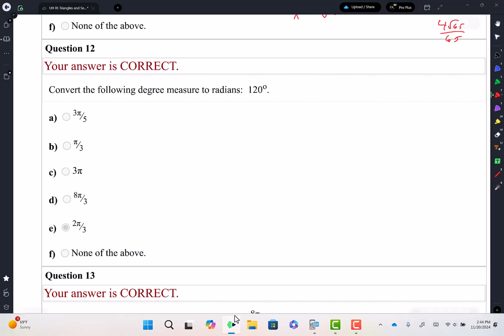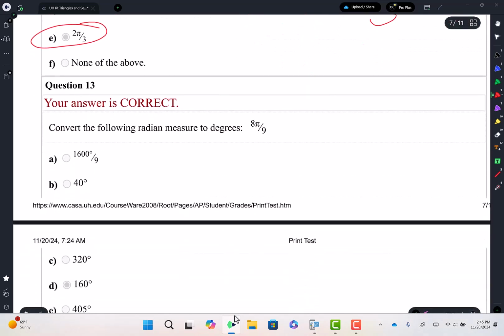Okay. Question 12. Check this one out, guys. 120 degrees. What is it in radians? 2 pi over 3. If you don't remember that, you can just take 120 degrees and multiply it by pi over 180. So 6 goes into 12 twice, 6 goes into 18 3 times. 2 pi over 3. Yay. Let's go to the next one.